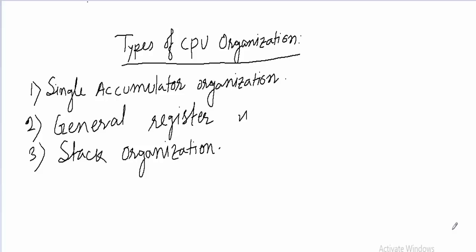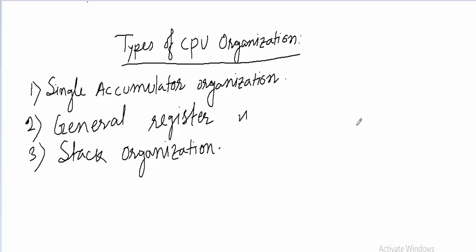A computer can be designed in such a basic way that it doesn't need any special registers at all, other than some basic registers like the accumulator. We do that so that we can keep the cost of the CPU as minimal as possible. The simplest type of organization we can have is the single accumulator organization.